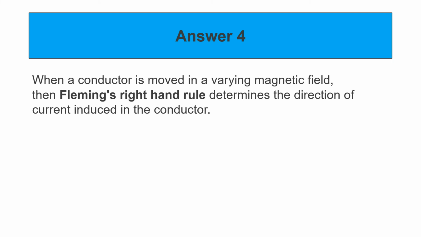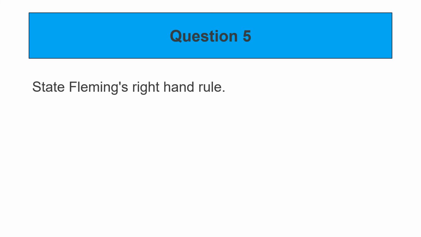The answer is Fleming's right hand rule. Fleming's right hand rule gives the direction of the induced current. When a conductor is moved in a varying magnetic field, Fleming's right hand rule determines the direction of current induced in the conductor.